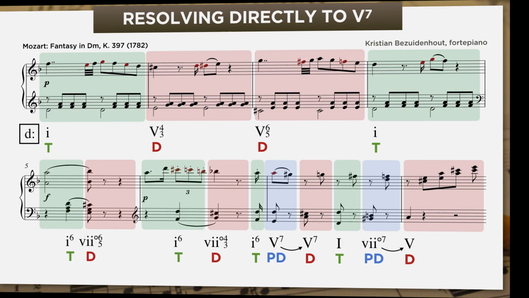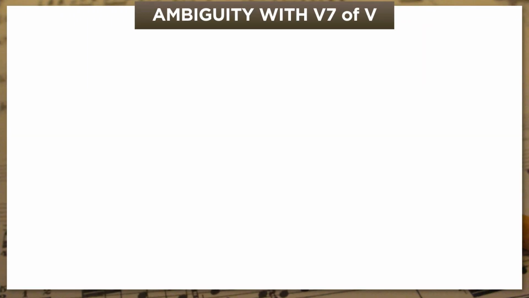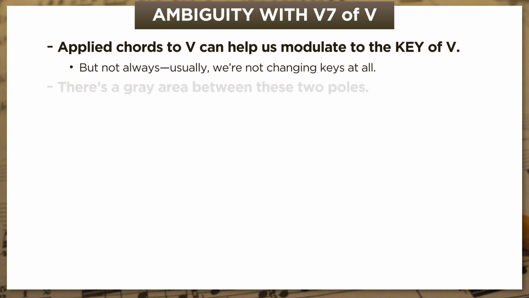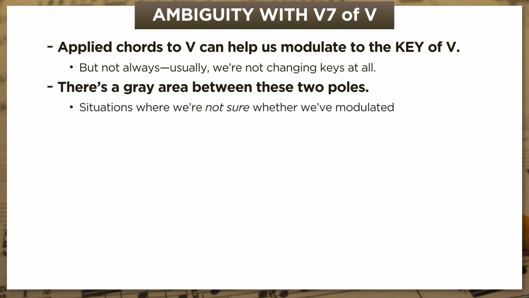All right, one last thing. I mentioned earlier that applied chords to 5 can help us modulate to the key of 5, but only sometimes. Usually we're not changing keys at all. Well, there's actually a gray area between these two poles. Sometimes we're not really sure whether we've modulated or not. This tends to happen when a short phrase ends on 5, preceded by a root position 5-7 of 5.